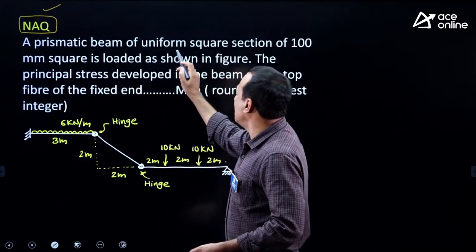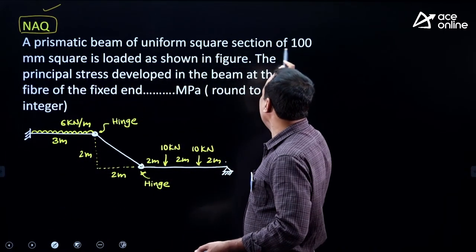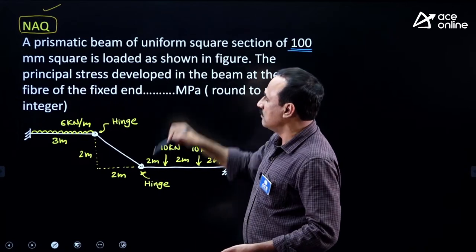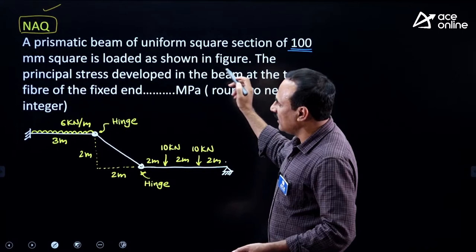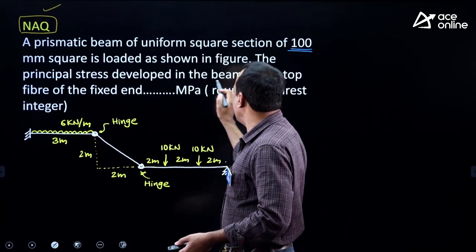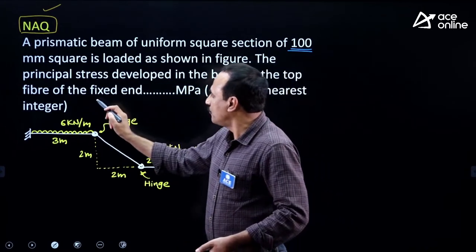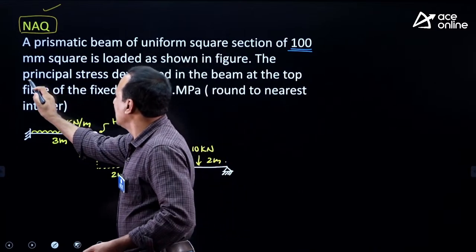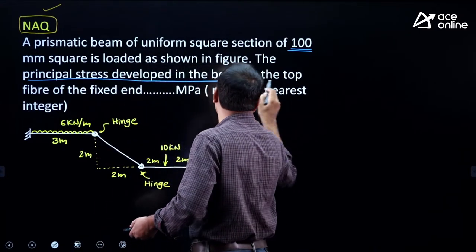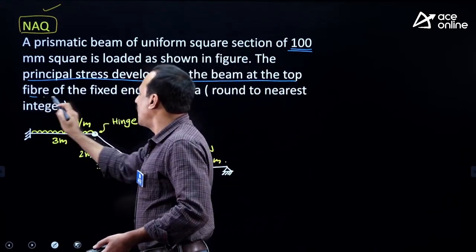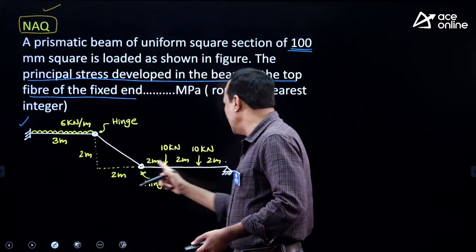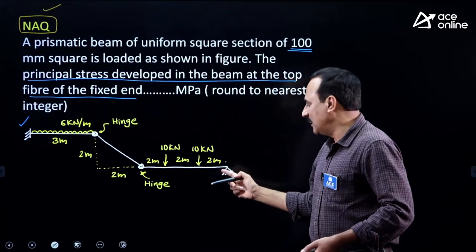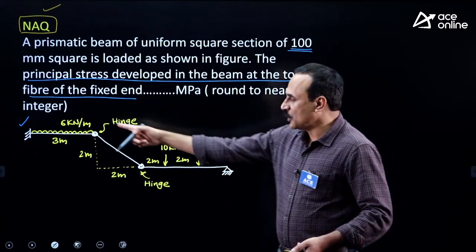A prismatic beam of uniform square section of 100 mm square is loaded as shown in the figure. The principal stress developed in the beam at the top fiber of the fixed end. This is the fixed end, and this is a hinge, this also an end hinge. They are asking you the principal stress.